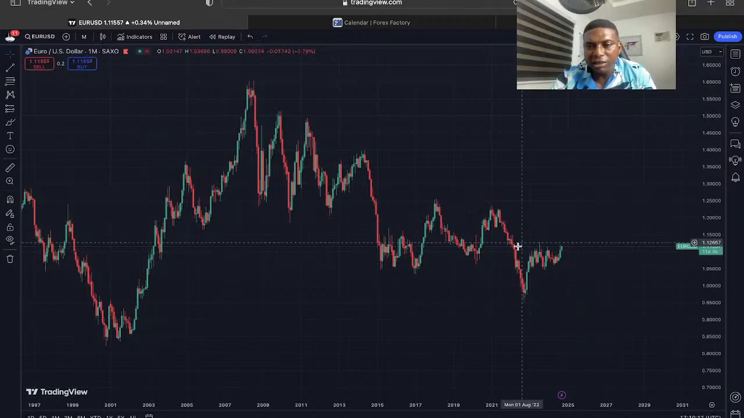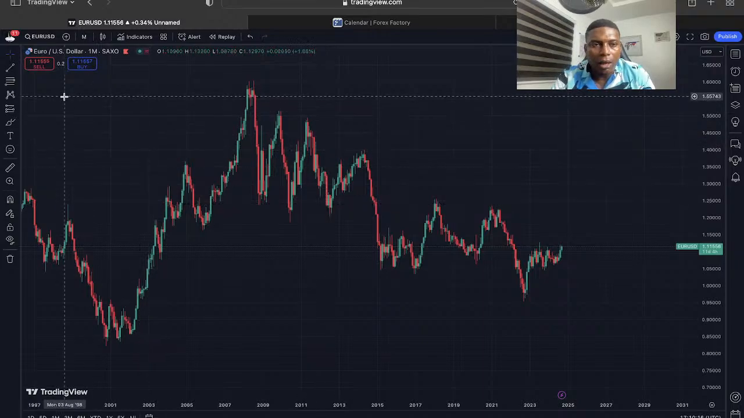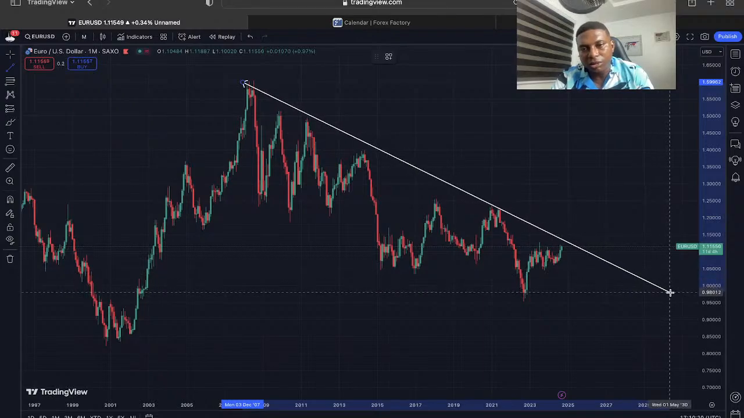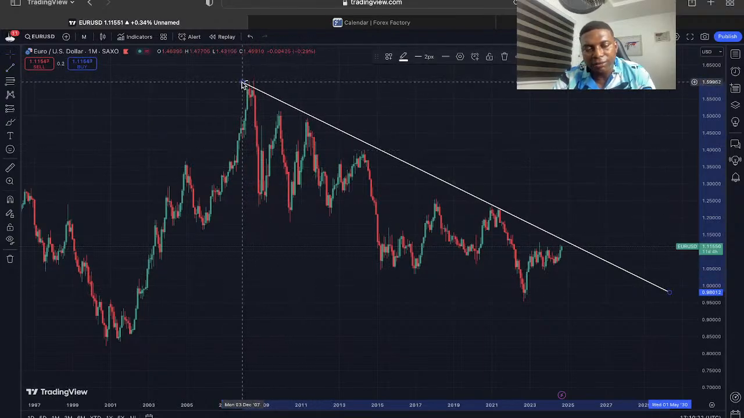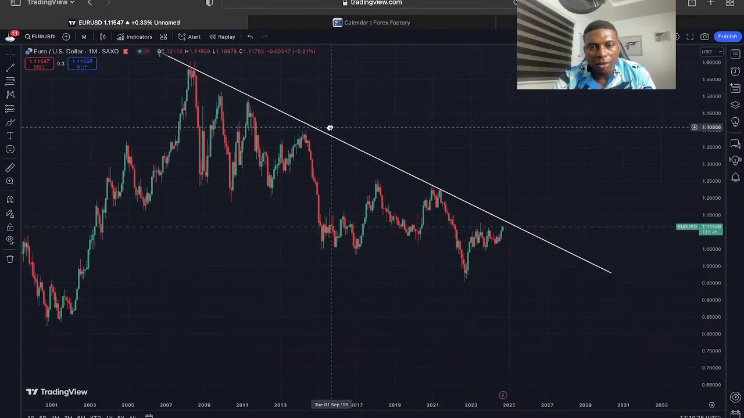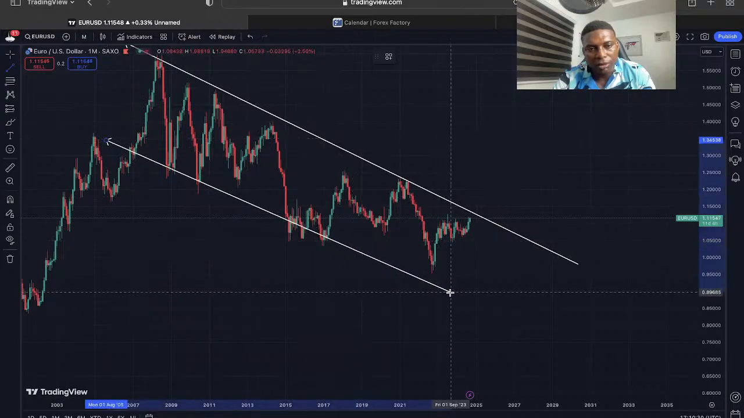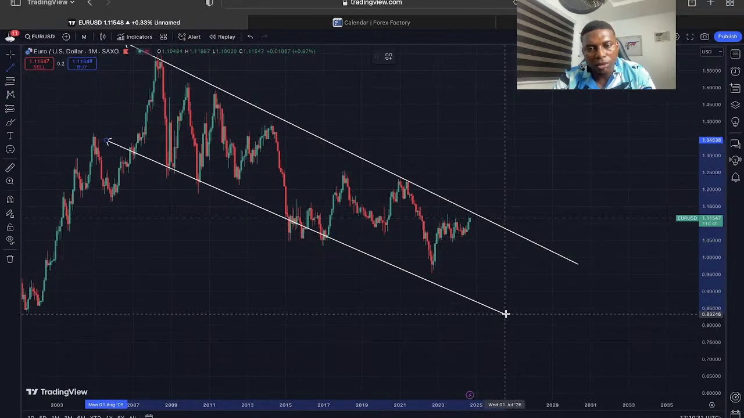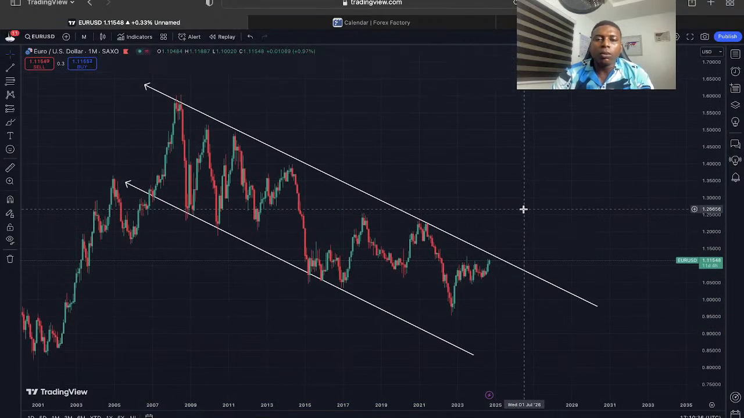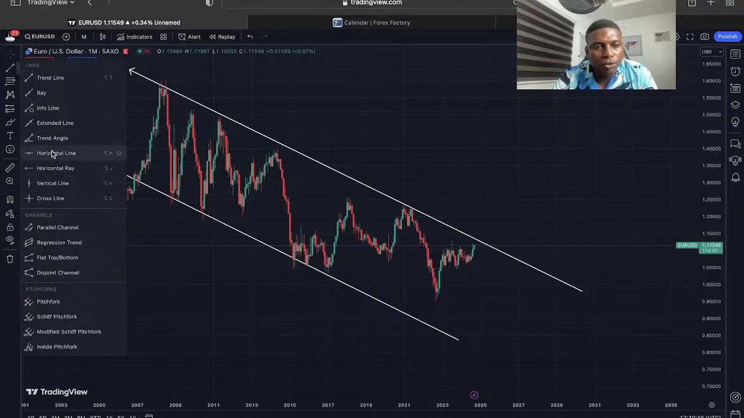So here we can see that this is a monthly time frame, and generally the monthly time frame has been on a downtrend along this trend line. And yet when we look closely, we can also see that there are key levels.